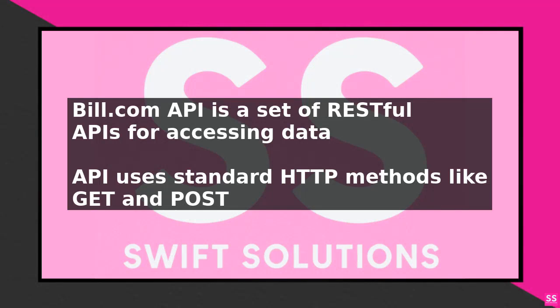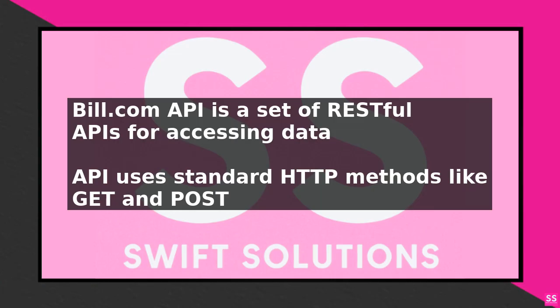To call Bill.com API endpoints, start by understanding the basics of the Bill.com API. The Bill.com API is a set of RESTful APIs that allow developers to access and manage Bill.com data. The API uses standard HTTP methods such as GET, POST, PUT, and DELETE to interact with Bill.com resources.